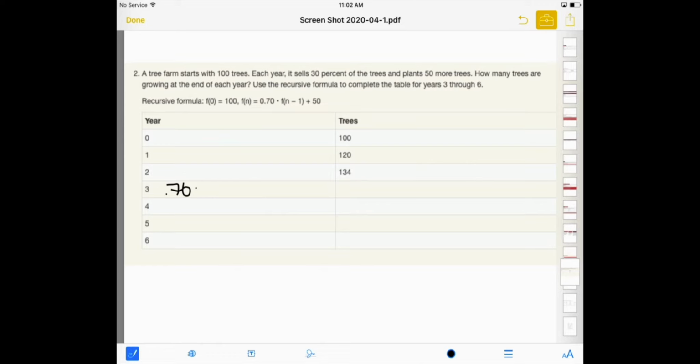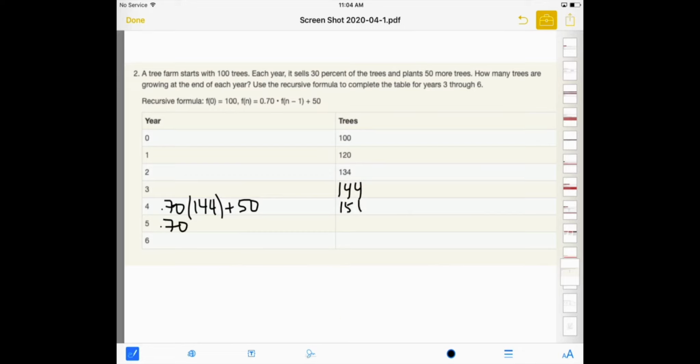It was at this point that my screen recording kind of cut out a little bit, but what I want to do is take 0.70 times the previous year, so from year 2, which is going to be 134, and then plus the 50. So don't forget to multiply first and then add 50. That should get us 144. After that, when I want to go ahead and do year 4, the previous year from year 4 is going to be year 3. So 0.70 times the 144 plus 50 should get me a total of 151.